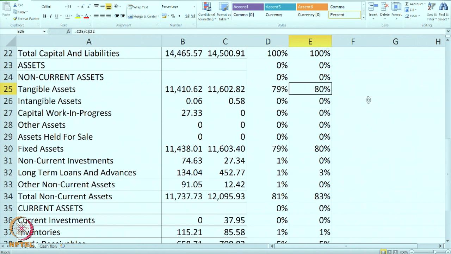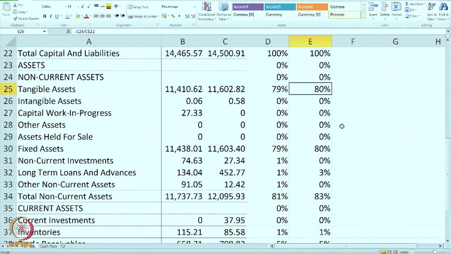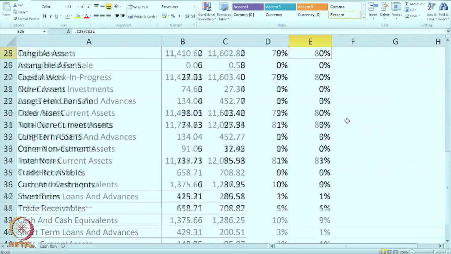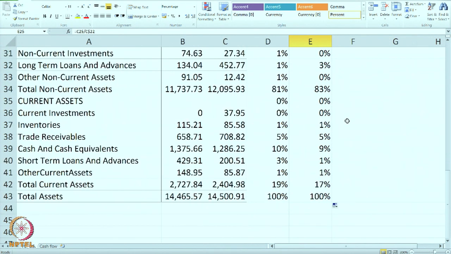tangible assets are 80% of the total assets. Is it a good sign? Normally yes, because it's a shipping company. They have to invest huge amounts in purchasing the ships. They have their own ships. That's why this percentage is very high, as much as 80%. Most other figures are very small, except cash equivalents, which are around 10%.